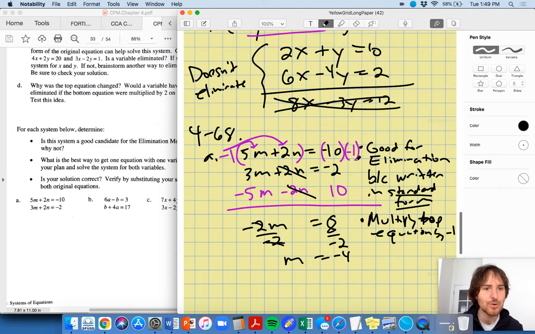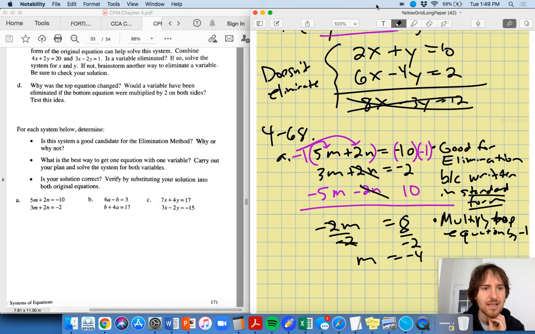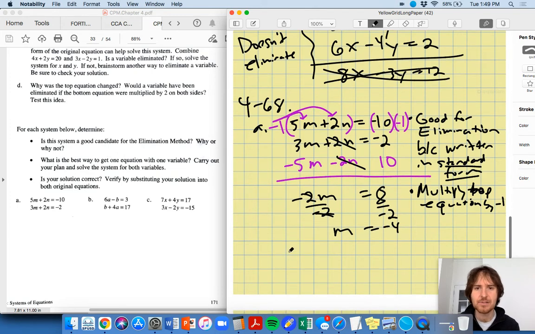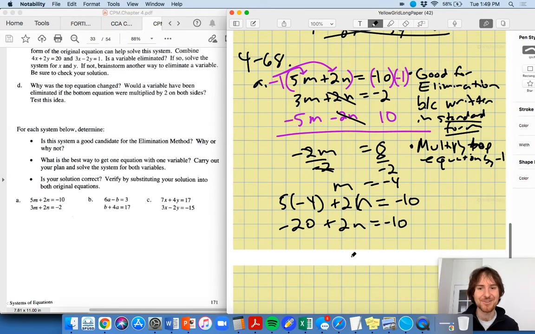Now, what does it say? Carry out your plan to solve the system for both variables. I got m, so I have to get n now. So let's do 5 times -4 plus 2 times n, solving for n now. It's equal to -10. This is -20 plus 2n equal to -10. These systems problems are good for practice solving, right? Add 20 to both sides. I get 2n equal to 10, and I get n equals 5.